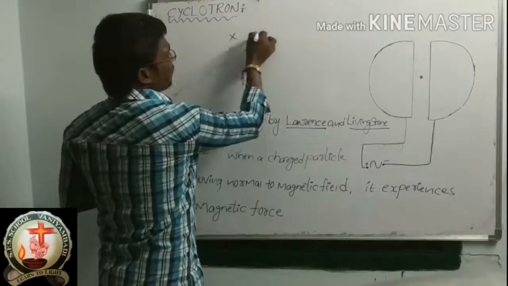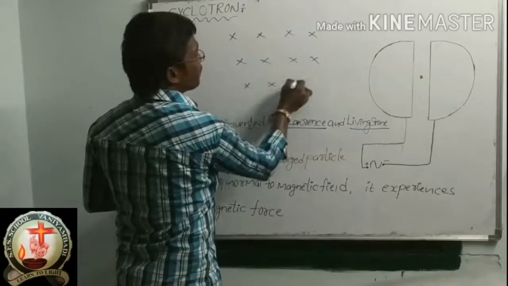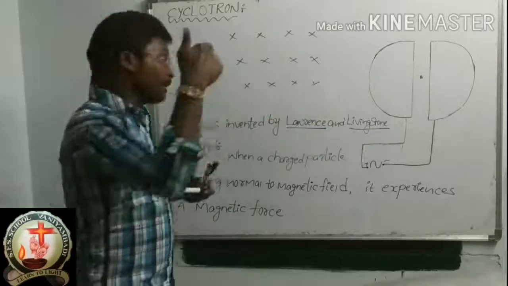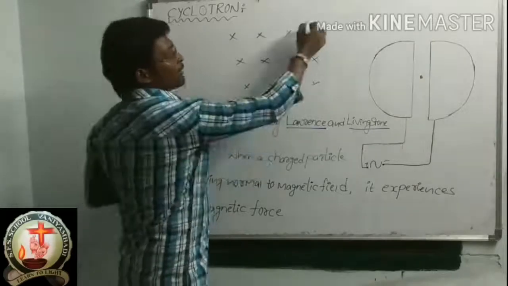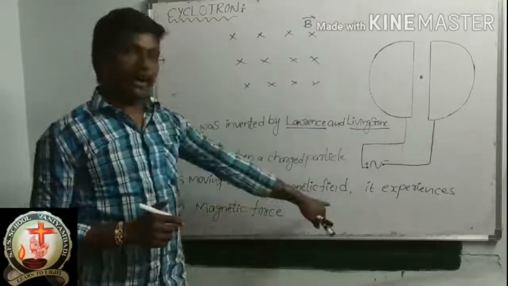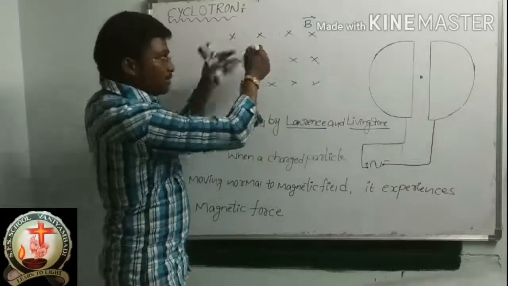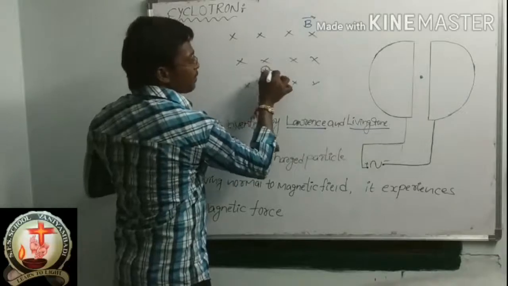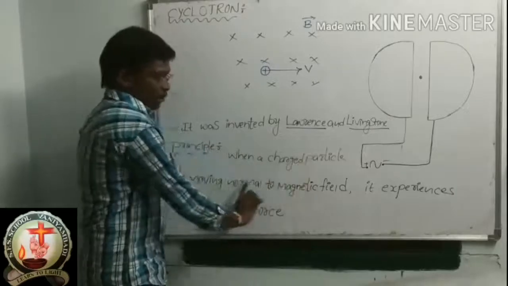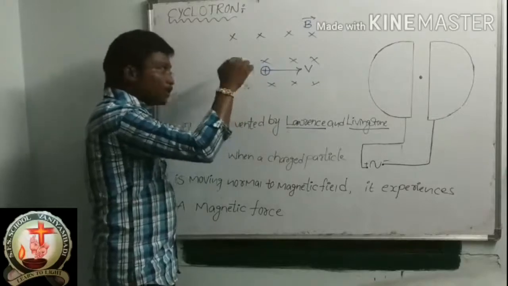This is the magnetic field. What is the direction of this magnetic field? Inside, right? I am indicating it with cross marks, meaning the direction of the magnetic field is inside the board. When a charged particle is moving normal to the magnetic field, normal meaning in this direction, the charged particle is moving in this direction with some velocity. So this is a charged particle, and now it is moving normal to this magnetic field.